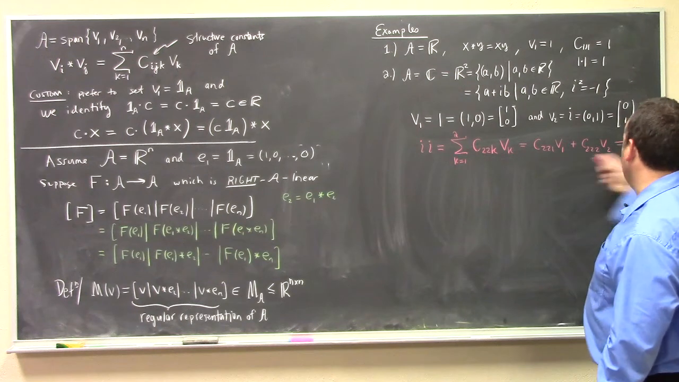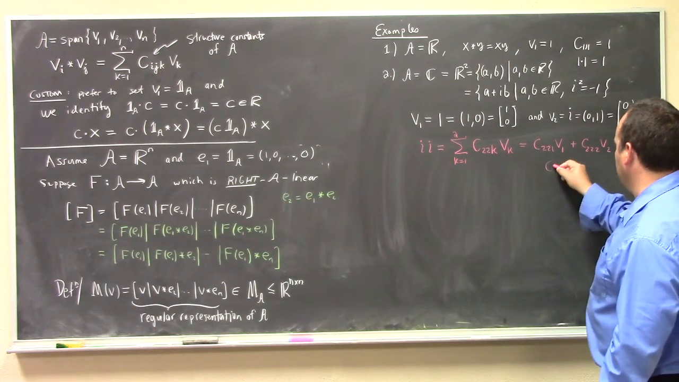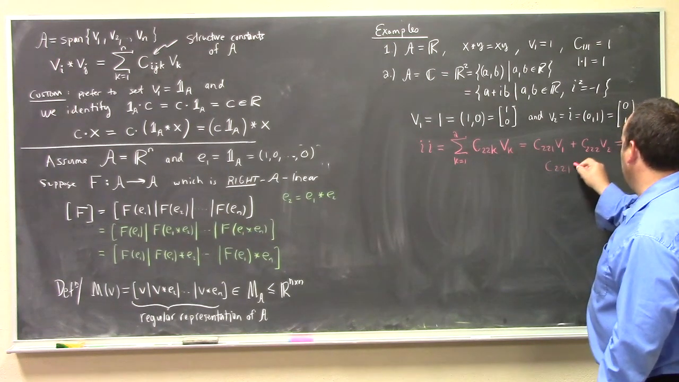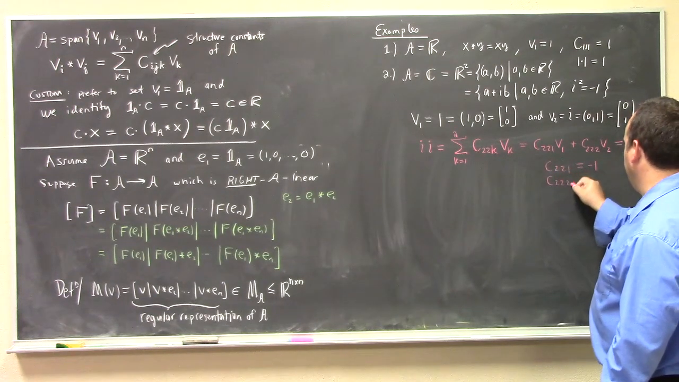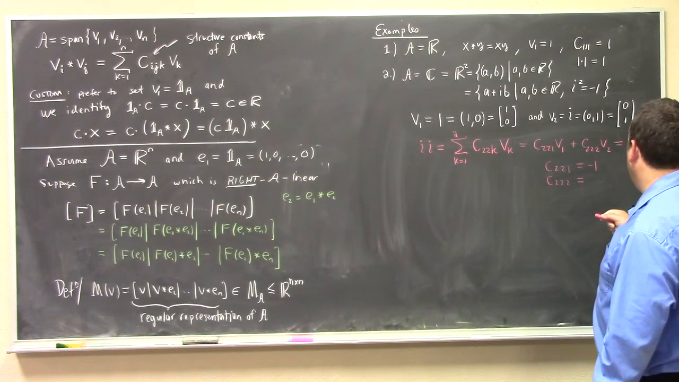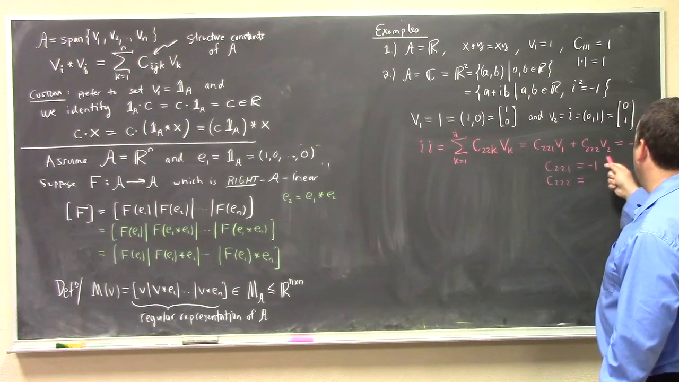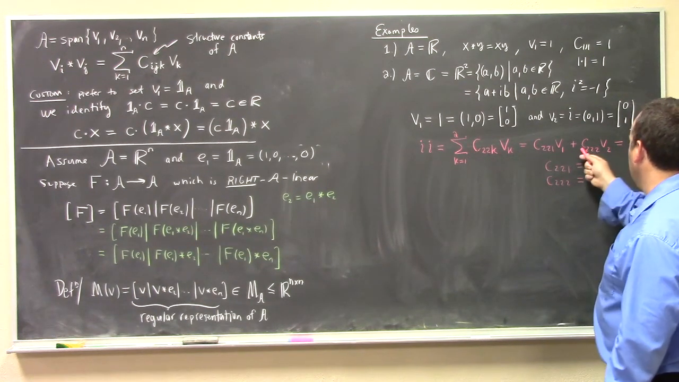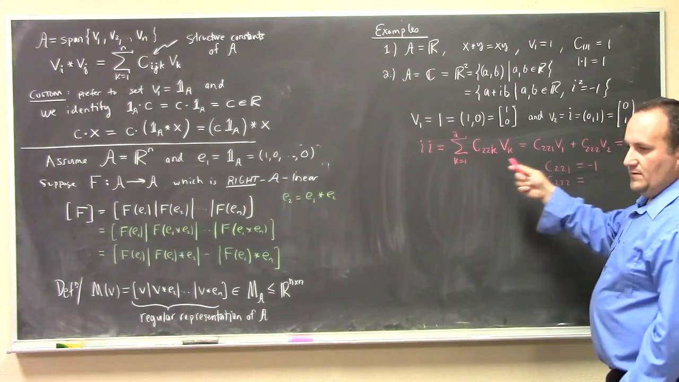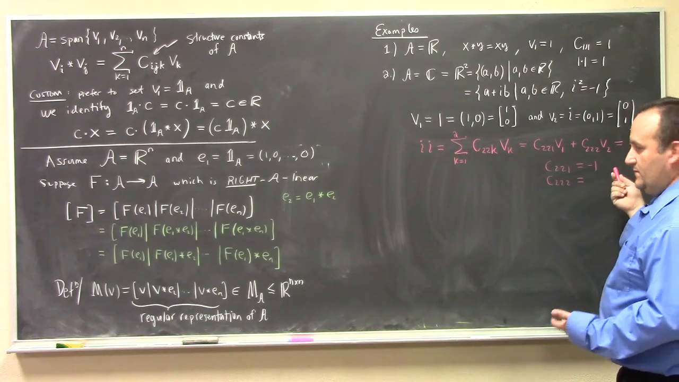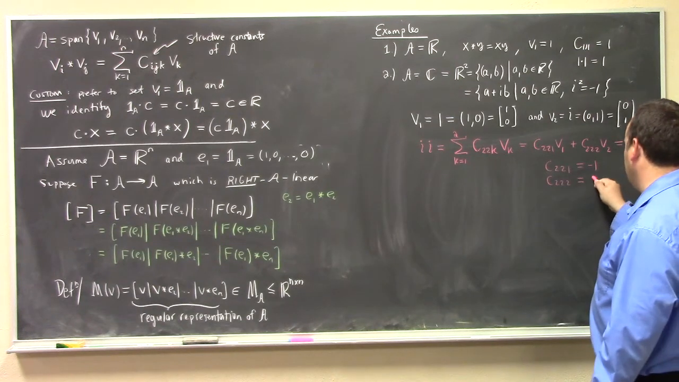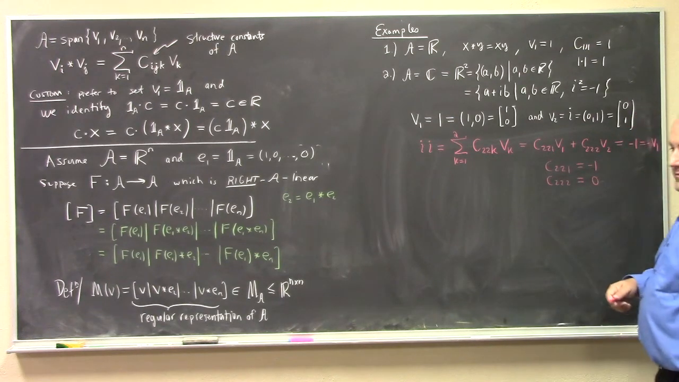So you can see from this that apparently the structure constants are C_221 is equal to minus 1, and C_222 is what? Is there any complex coefficient here? Like the multiplication of I times I is pure real, right? There's no complex piece. So C_222 is in fact 0.